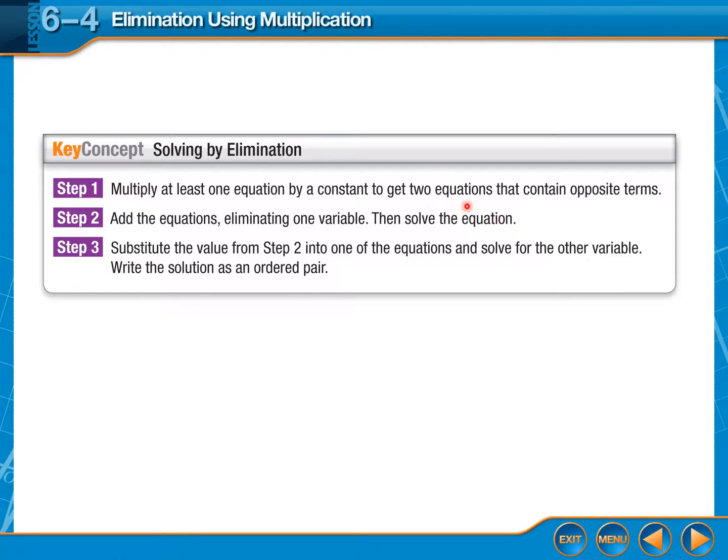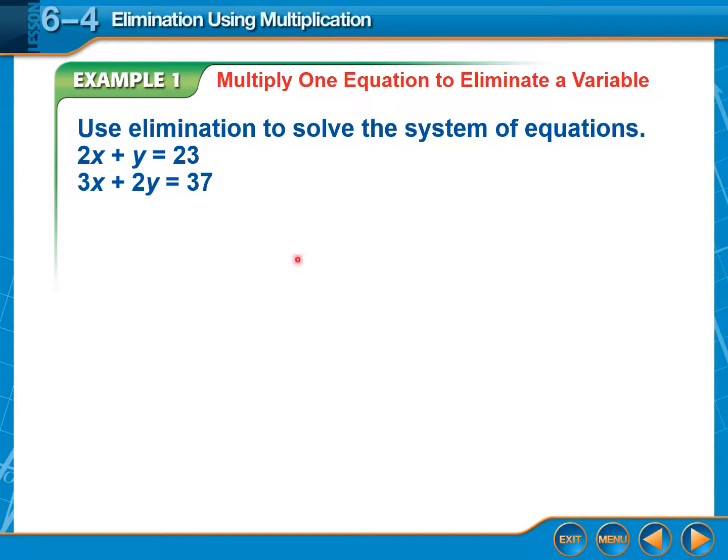Then once we've created these new equations, we're going to use the same process as we did on the elimination method before. We'll combine the two equations using addition or subtraction and solve for one variable. Then we'll substitute that variable into one of the original equations to solve for the second one, and then we will write our solution as an ordered pair. So if we take a look at this example, you'll be able to see what I mean.